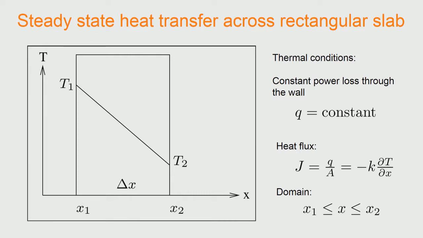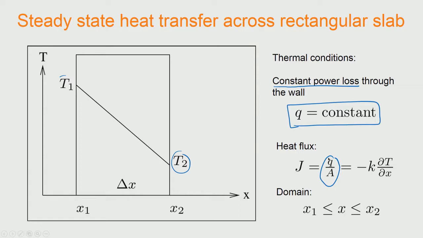So, here is the first case where we are looking at the steady state heat transfer across a rectangular slab. The rectangular slab is shown here, and the temperature on either end is given as T1 and T2, and we have tentatively given the temperature profile across the slab as a straight line. We will see that it is of course valid, and we look at the condition where the power loss is constant. Okay, and we say power loss or constant heat flow.